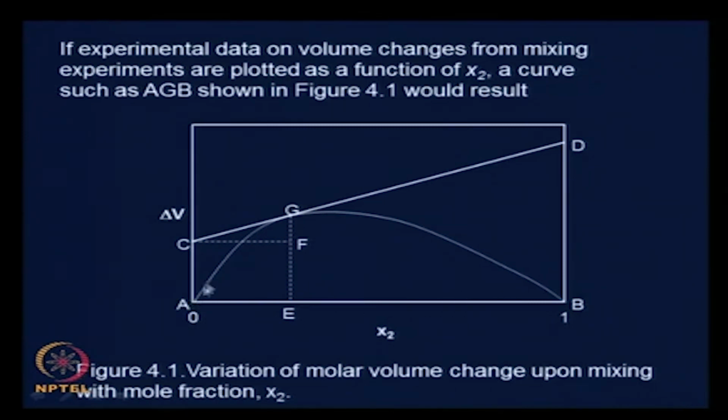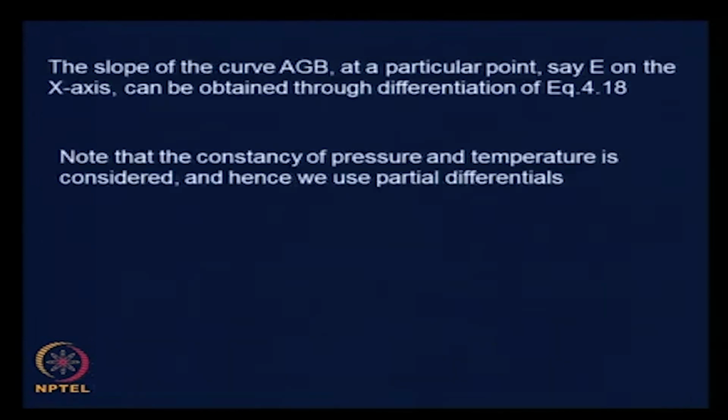get a curve something like A G B here, and if we are interested in the partial molar volumes at the point E, we said we draw a tangent to the curve at the point E, and we actually proved this: the intercept of the tangent on the axis where x2 equals 0, or the distance AC, gives the partial molar volume V1 T hash, and the intercept of the tangent on the ordinate of x2 equal to 1, or the distance dB, gives us the partial molar volume of the second component V2 T hash.